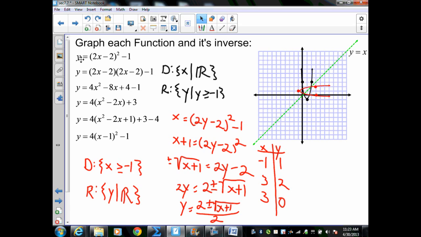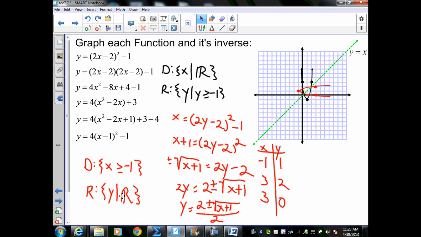I then switched my x and y's and found the inverse, and that equals y equals 2 plus or minus the square root of x plus 1, over 2. Keeping my domain and range in mind, I have x greater than or equal to negative 1, and my range can be all real numbers.